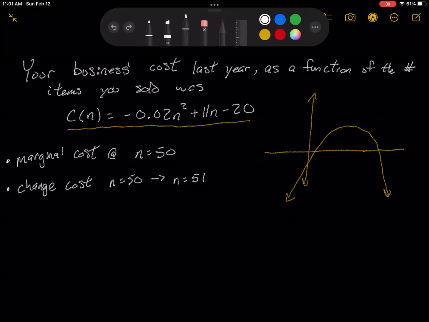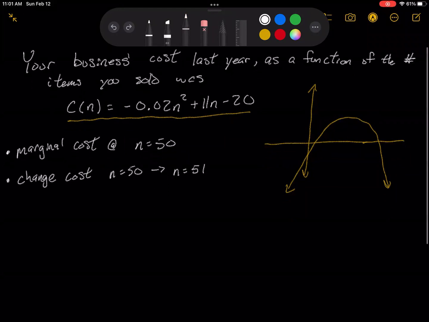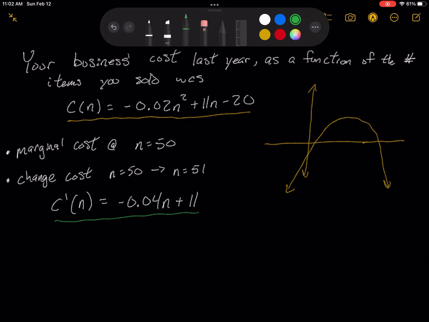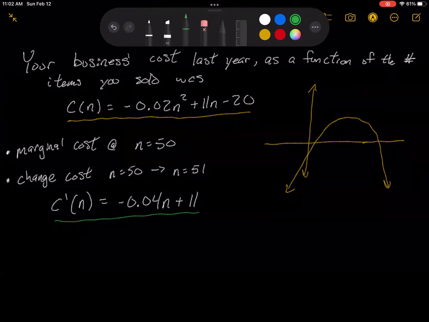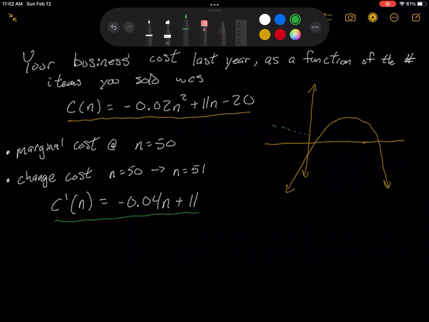So note the marginal is just a fancy word for derivative. The marginal cost as a function of the number of items we sell is the derivative of your cost function. So by the power rule, this cost function differentiates to minus 0.04 n plus 11. So the derivative of the cost function, the function that tells me how my cost is changing, is, let's do this in green, a negatively sloped line, but just barely, just 0.04 units per unit. So with a y-intercept of 11. Going to look something like this.